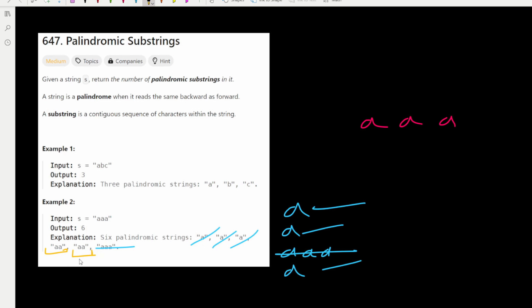And what do we notice? Both of them have even length. So how did this happen? How did we miss these two palindromic substrings, and both of them have even length 2? Let's think of this again.